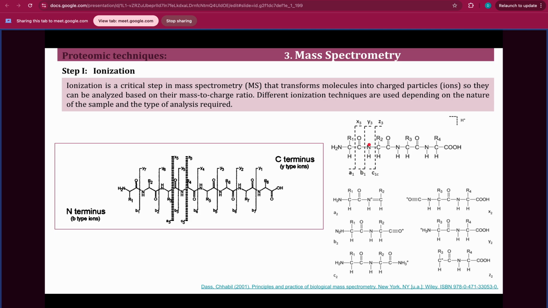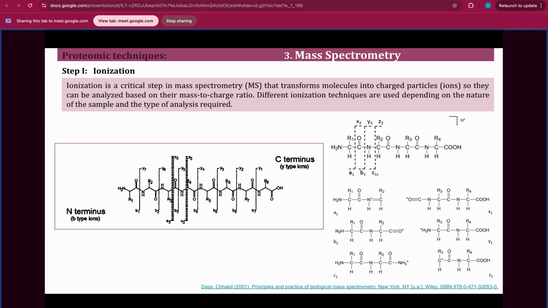That's why we deal with these B and Y ions and not with the AX or CZ ions, because the CZ ion breaks the amino terminal end of the second amino acid and links it to the first amino acid. So for proper quantification and for obtaining proper ions, we analyze the B and Y ions, because they break at the peptide bond, which separates my peptide into individual amino acid units.